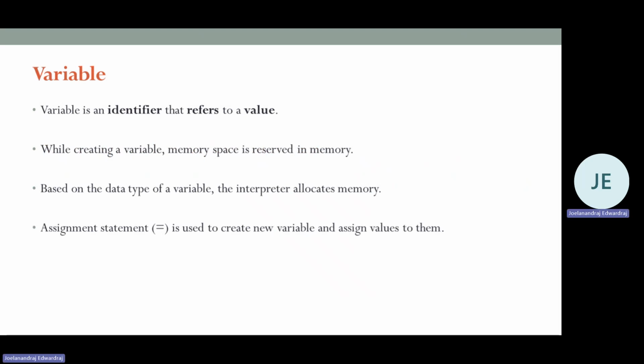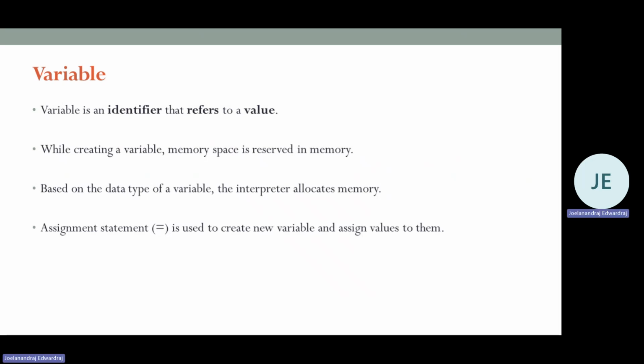The previous lecture covered everything about how to define a value, right? But how do you store a value? We definitely need some storage medium. We'll call it a variable, right? A variable is just like a storage box, and those storage boxes are referred to by a name. That's why we call it an identifier. So variables are just identifiers. Whenever you create a variable, a memory space is automatically reserved, and based on the type of variable, the interpreter will automatically allocate sufficient memory.